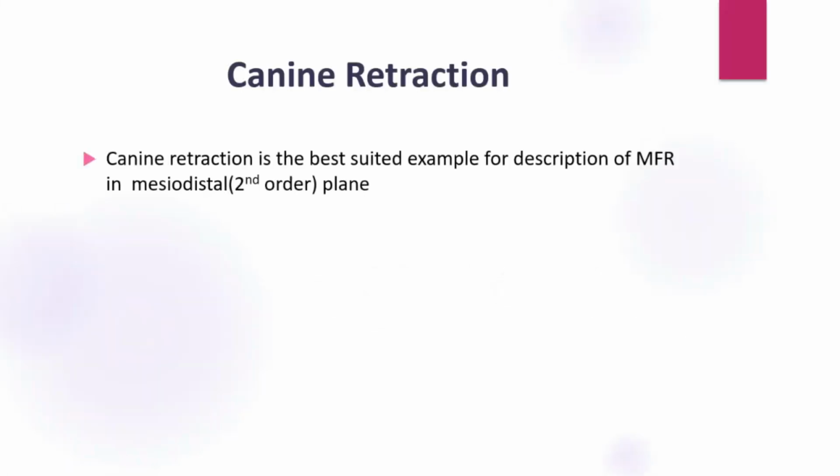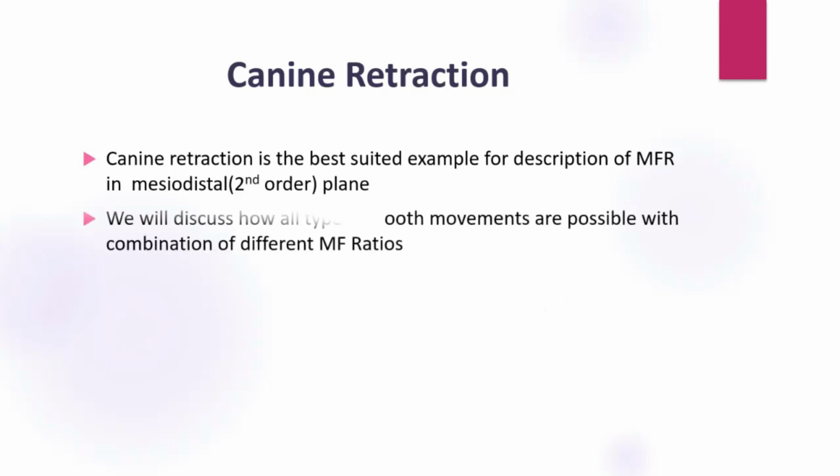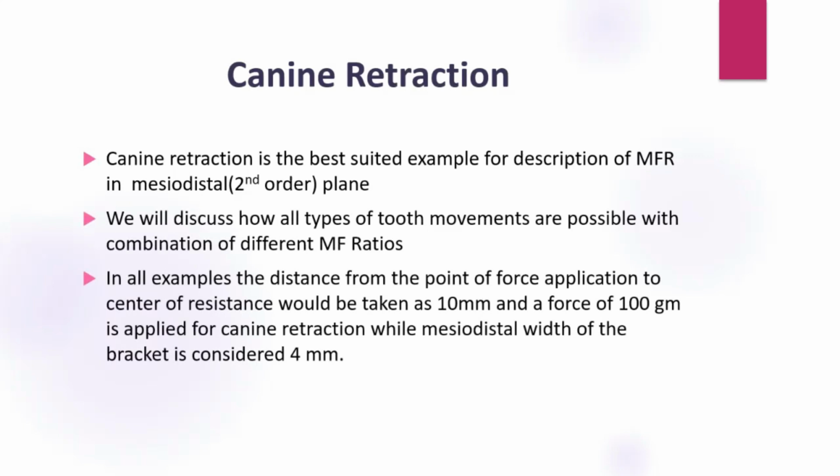Canine retraction is the best suited example for description of moment to force ratio in the mesiodistal plane. So we will discuss how all types of tooth movements are possible with a combination of different moment to force ratios for canine retraction. In all examples included in this presentation, the distance from the point of force application to the center of resistance is taken as 10 mm and a force of 100 gram is applied for canine retraction, while we have considered the mesiodistal width of the bracket as 4 mm just for the sake of this presentation.